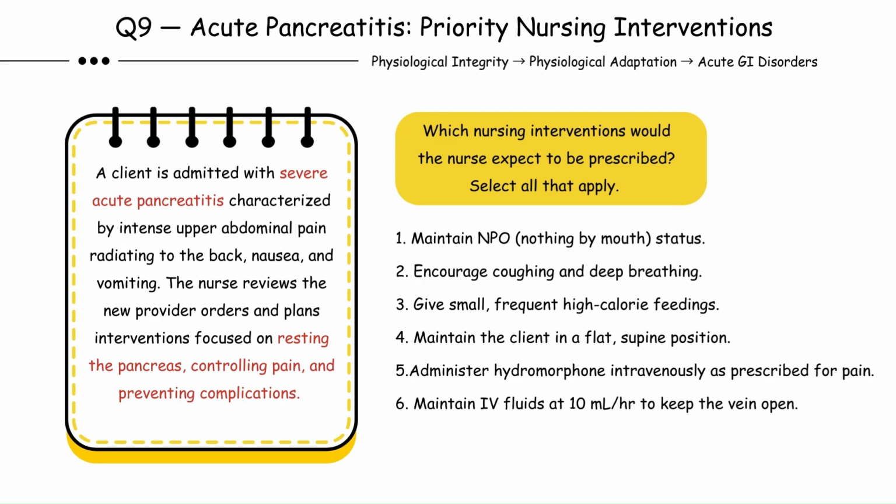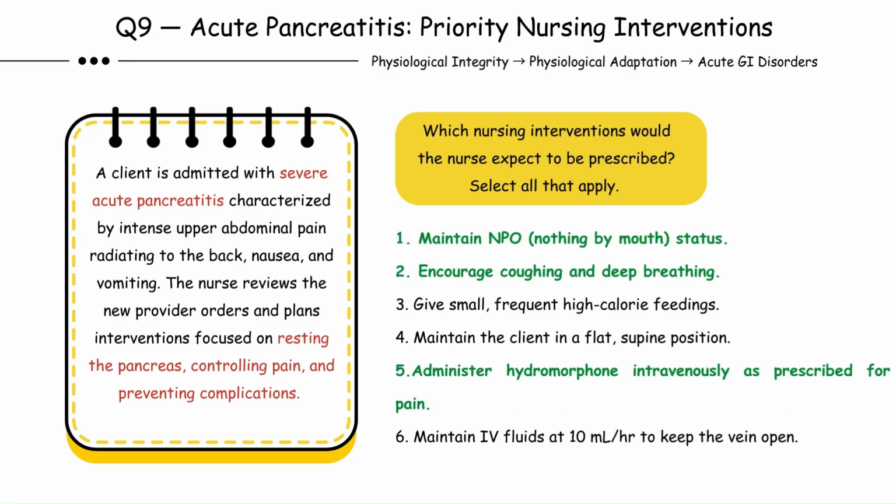Administer hydromorphone intravenously as prescribed for pain. Option 6. Maintain IV fluids at 10 milliliters per hour to keep the vein open. The correct answers are option 1, option 2, and option 5. Let's look at the reasoning behind these correct choices.